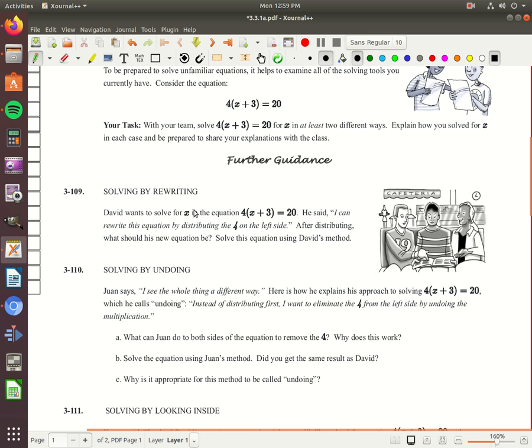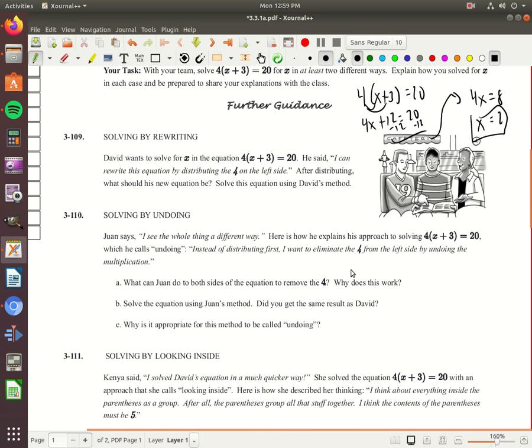So long story short, there's actually at least 3 different ways, if not more, to solve this problem. One the book calls rewriting. With rewriting, you're just going to distribute this 4, which is probably what a lot of you did. You probably decided to subtract 12 from each side. I'm running out of room, so I'll go up here and get 4x equals 8, so x equals 2 once I divide both sides by 4. So a lot of you probably did that.